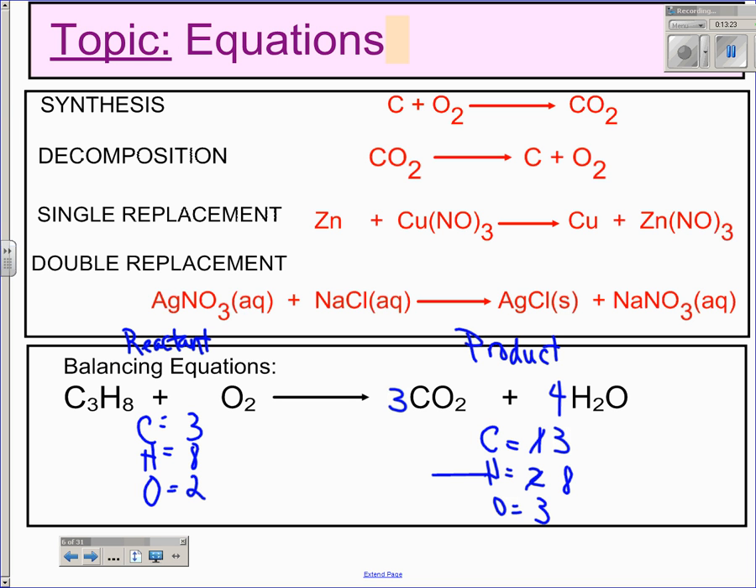Now I'm going to figure out how many oxygens I have. Well, I have 3 times 2 is 6 oxygens as part of this carbon dioxide, the 3 carbon dioxide molecules or moles, and I have 4 oxygens as part of the water. So in order to get a total number of oxygens, I add them together. So I have 10 altogether on this side. How can I get 10 on this side? I put a coefficient. This is a coefficient of 5.